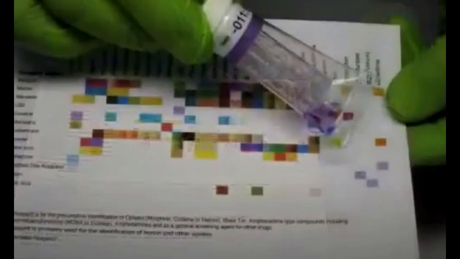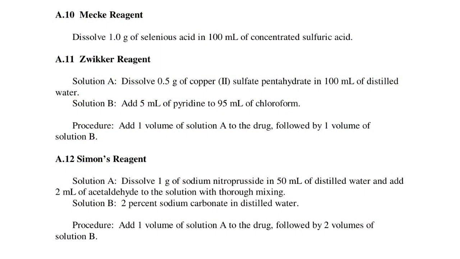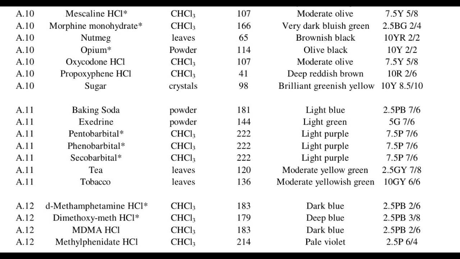And since we're on the subject of barbs, let's jump to A11, which I suspect is pronounced as the Zwicker reagent. Or I'm sure other Americans just say Zwicker and go with that. This is another binary reagent. Solution A is dissolve half a gram of copper 2 sulfate pentahydrate in 100 mils of distilled water. Easy. Solution B is 5 mils of pyridine and 95 mils of chloroform.